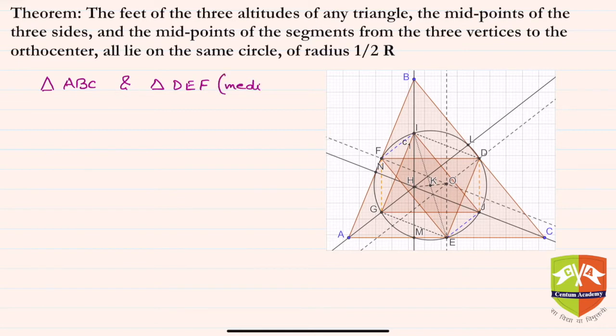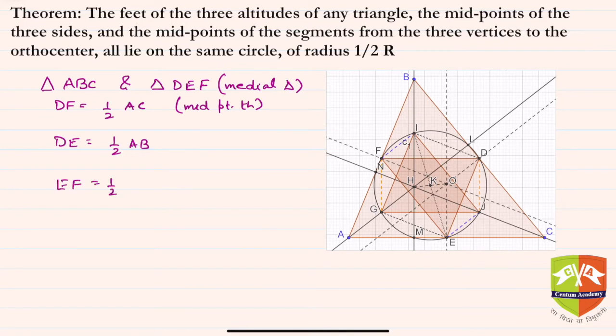If you see, DEF is a medial triangle, and we know that DF is equal to half of AC, by the midpoint theorem, and similarly DE is equal to half of AB, and EF is half of BC, right? So by the SSS criteria, we can prove that triangle ABC is similar to triangle DEF. Right, this proof will be needed in our larger objective over here.